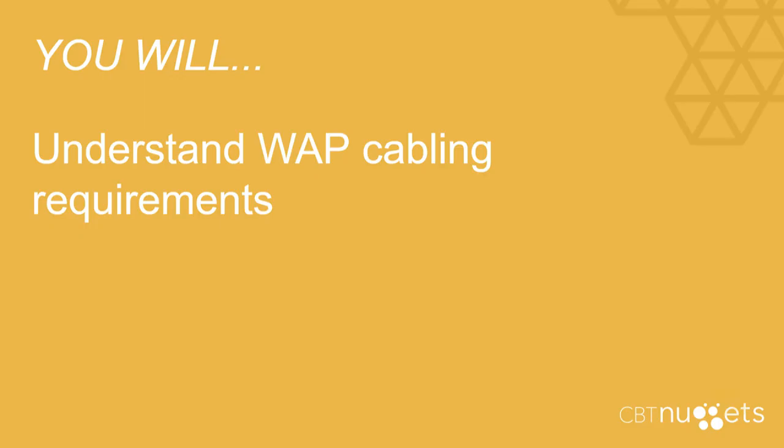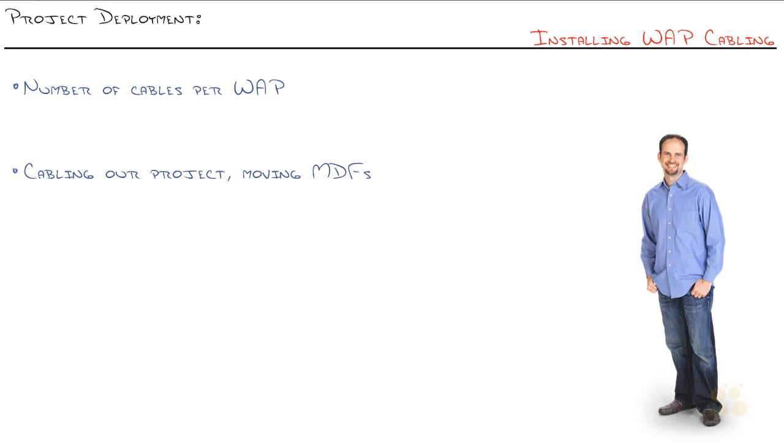Now, I promised at the beginning of this series that you will understand WAP cabling requirements. And now you've got it. In our deployment, I only ran one cable per WAP because the Ubiquiti WAPs, while they do have a secondary port, it's just for a pass-through. And based on the design that we put in place, I don't see us needing a pass-through for any devices near the WAP anytime soon.